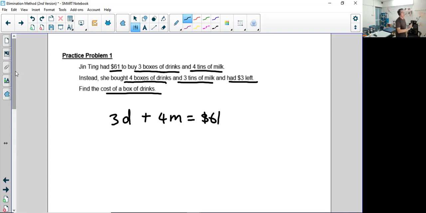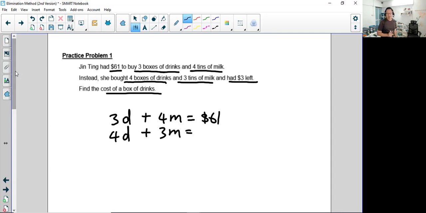But did she do that? No, she didn't. She bought 4 boxes of drinks. D stands for drinks. And she bought 3 tins of milk. M stands for milk. And did she spend $3 to buy all this? That's where some students get stuck. They don't know what to write. The $3 left is not the spend. So how much did she spend?